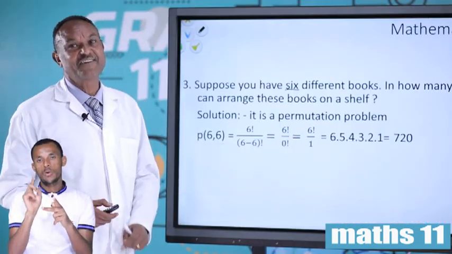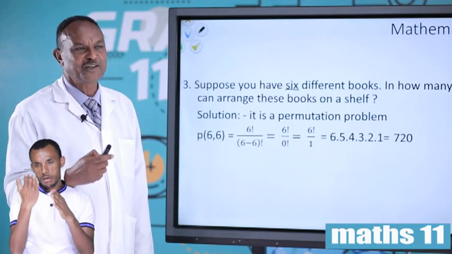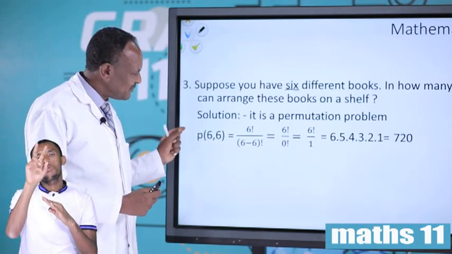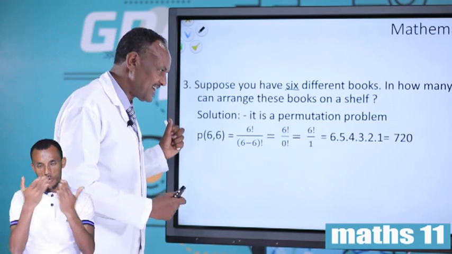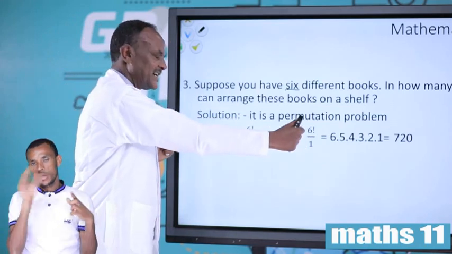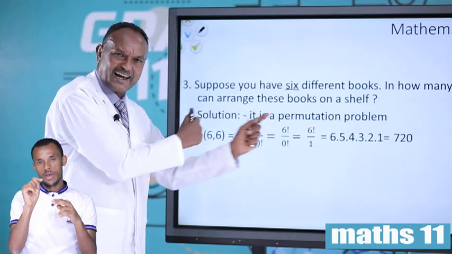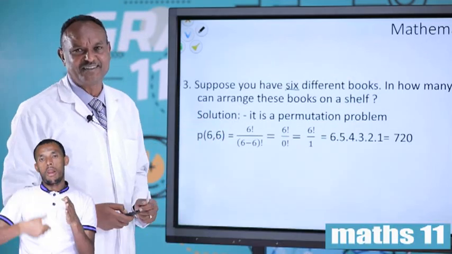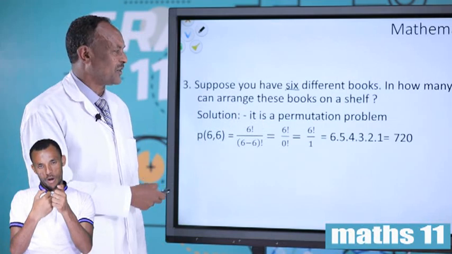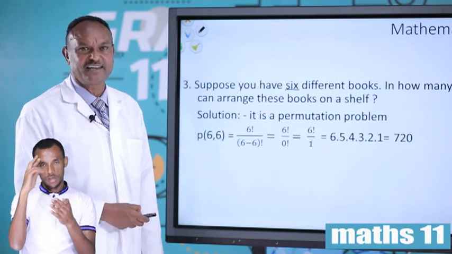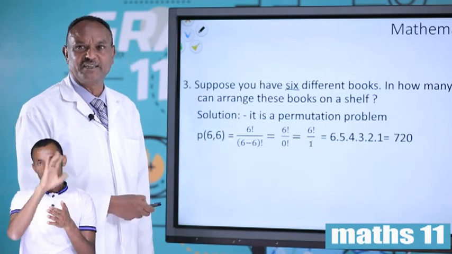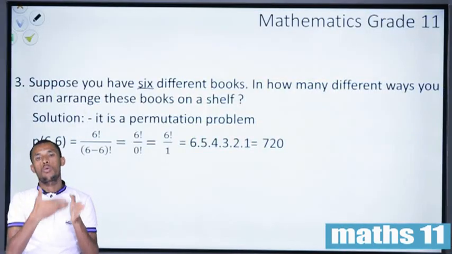So if you are given 6 books to arrange on a shelf, you can arrange them in 720 different ways, because the first book on the left and the last book on the last part of the shelf, when rearranged, make another arrangement. So order is very important in this case.